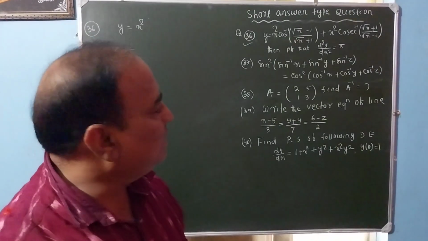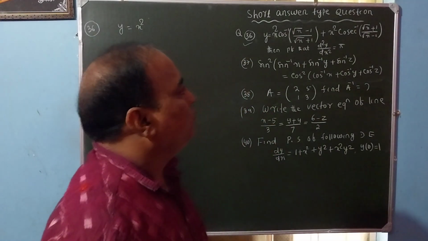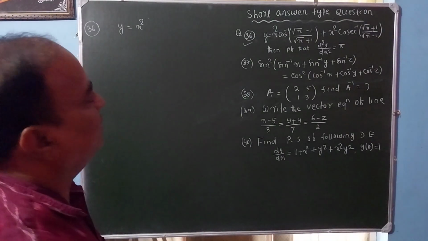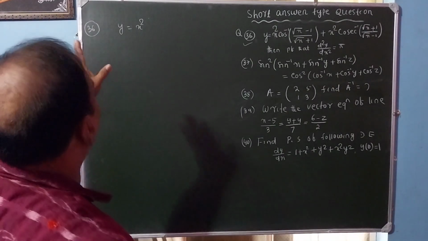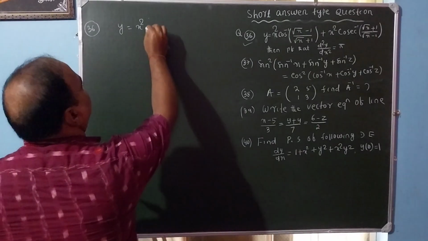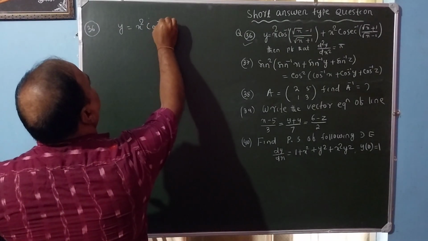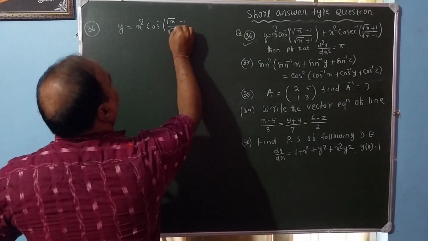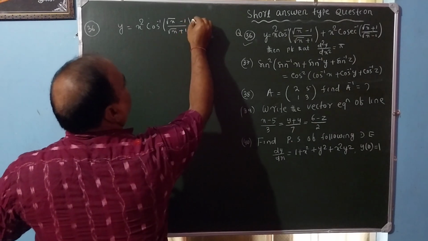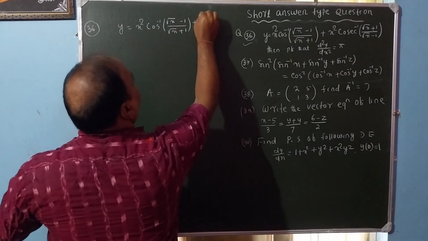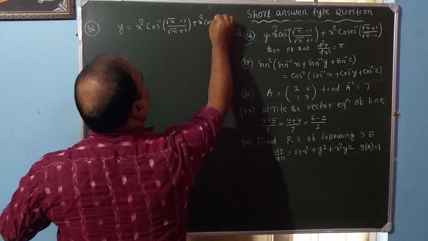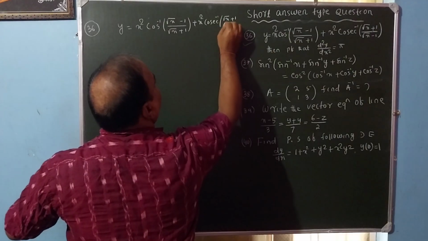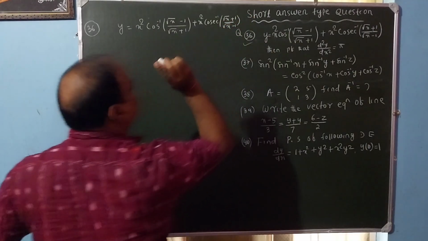Last class I have already discussed some short answer type questions. Today we are discussing very important short answer type questions. So write down question number 36. y is equal to x square cos inverse root of (x minus 1) divided by root of (x plus 1) plus x square cosec inverse root of (x plus 1) divided by root of (x minus 1).